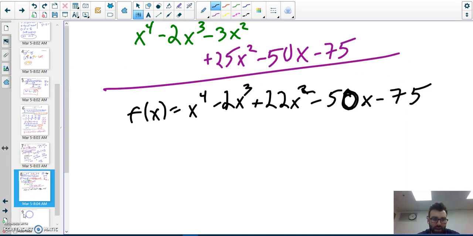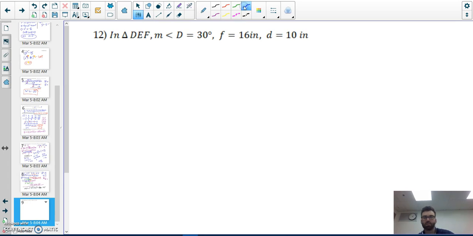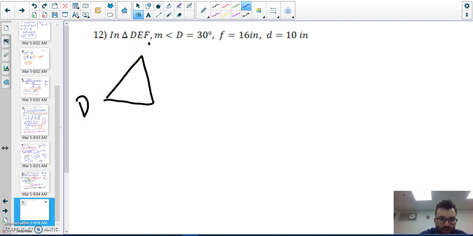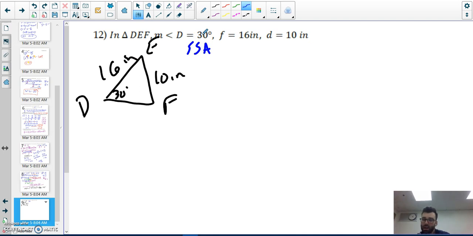Alright, here we go. Last one. A triangle. In triangle DEF, angle D is 30 degrees. Little f is 16 inches and little d is 10 inches. So I have a side-side-angle, which is the ambiguous case, which tells me I could potentially have two triangles. So I'm going to solve for f.